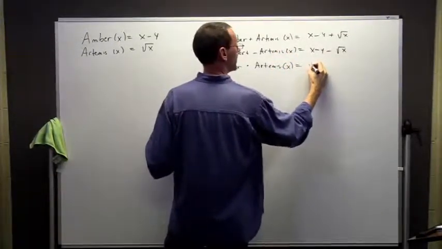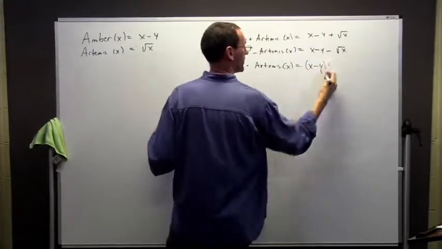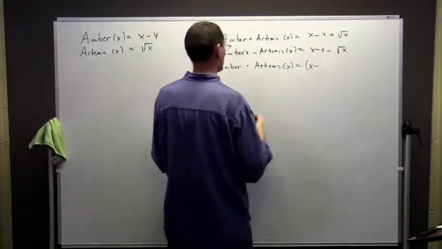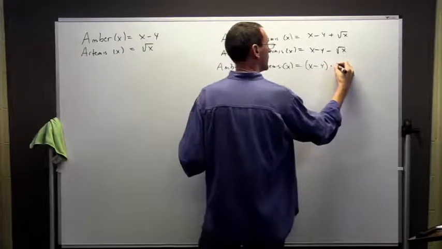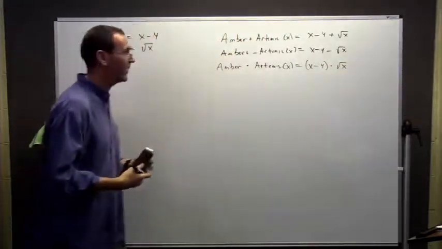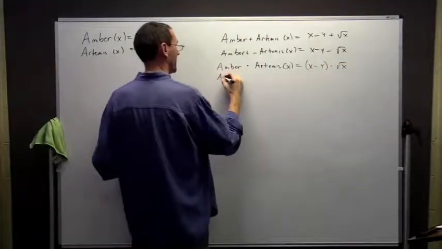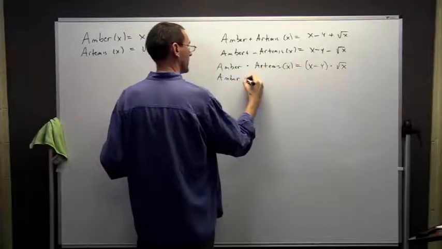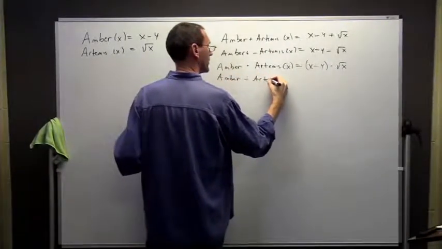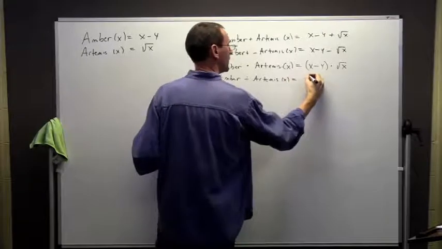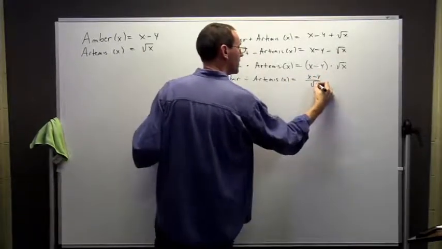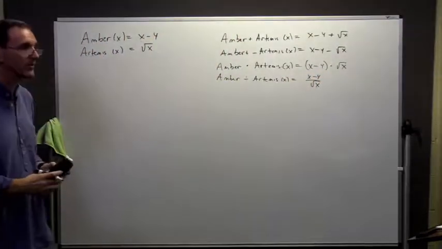So this is going to be x minus 4. So there's my Amber. And then I'm just going to multiply by that. And I can divide. Minus 4 divided by the square root of x.